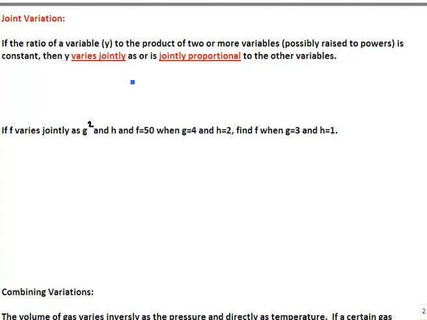Basically what you want to imagine is your first variable y is supposed to be in a ratio. A ratio means a fraction. So the ratio of y to the product of two or more variables possibly raised to powers. So we're creating a fraction. The y is on the top, and on the bottom could be all kinds of variables possibly raised to powers. So that's where the variation is here. We don't necessarily know what's going to go in that denominator. It changes from problem to problem. So you're going to get your y over your variables, and that is the constant k. Okay? So that's what a joint variation looks like.